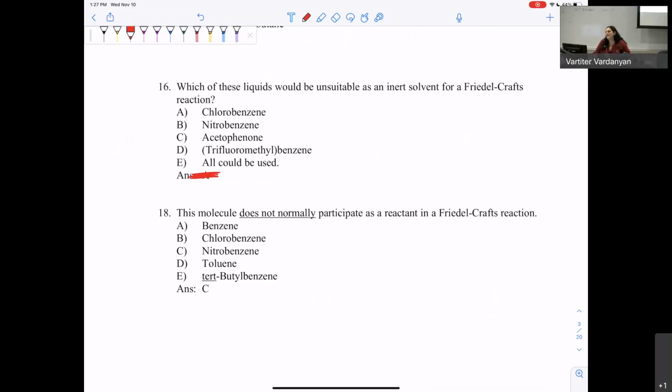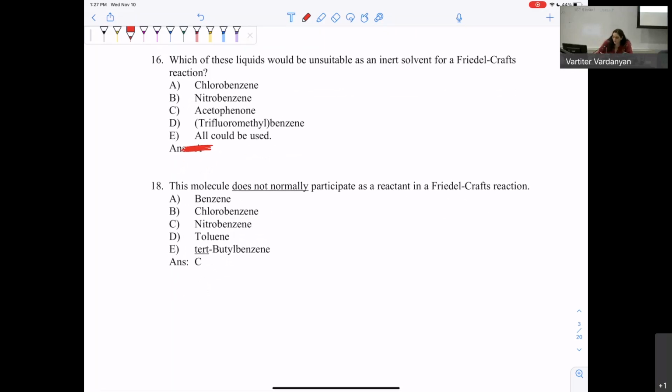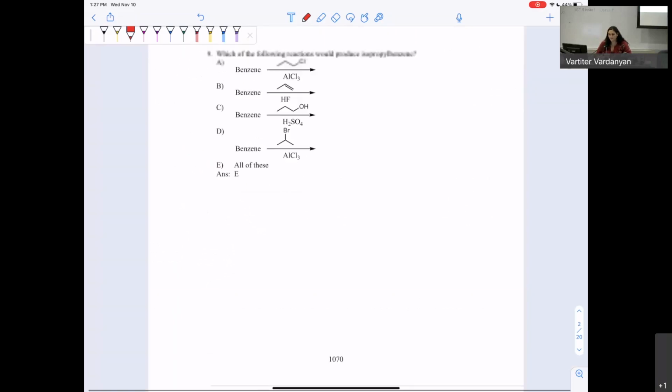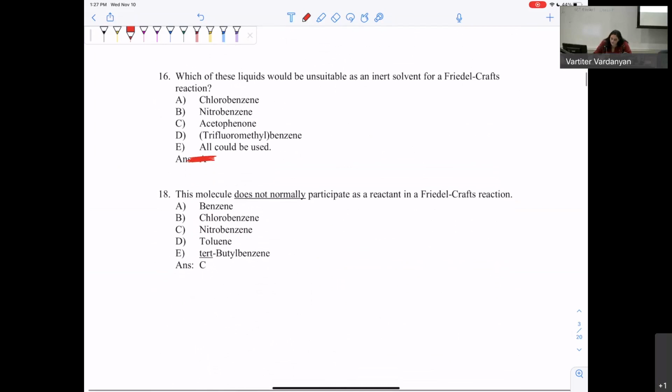Okay. So which of these liquids would be unsuitable as an inert solvent for the Friedel-Crafts reaction? I know I've done this once before. It's complicated. When he says it would be unsuitable, an inert solvent does not react, so he's asking which one is not going to not react. Essentially he's asking which one does react in Friedel-Crafts.